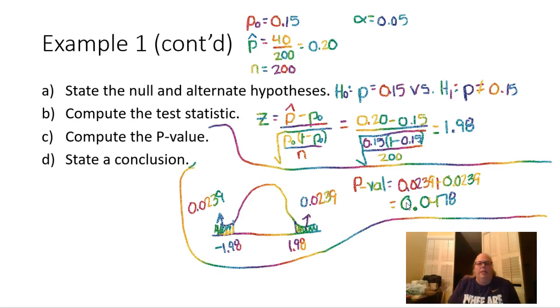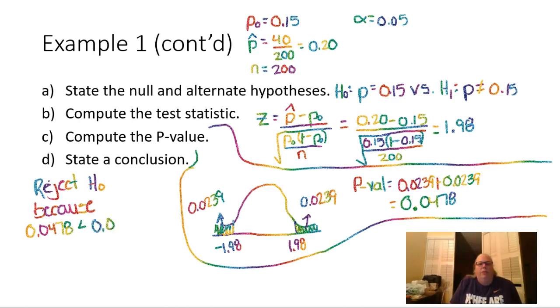Now, part D, stated conclusion. We've got our p-value, we've got our alpha value. Remember, if we're going to reject the null hypothesis, then our p-value needs to be less than our alpha value here. And so since 0.0478 is less than 0.05, we are going to reject our null hypothesis. We're going to reject the null hypothesis because the p-value for our hypothesis test is 0.0478, and that is less than our alpha value of 0.05.